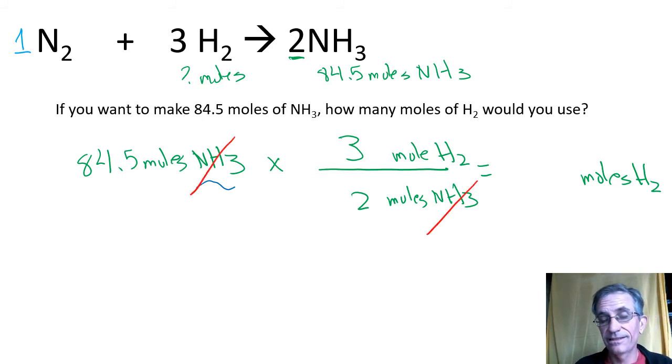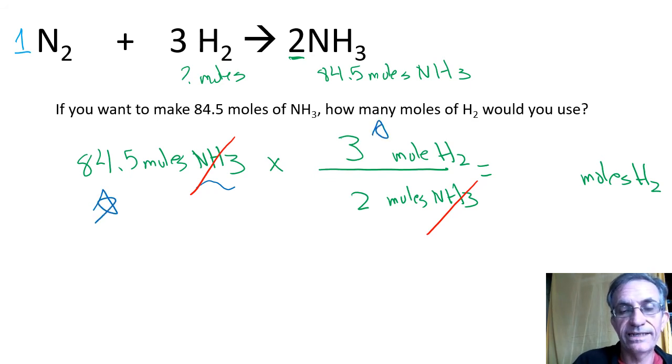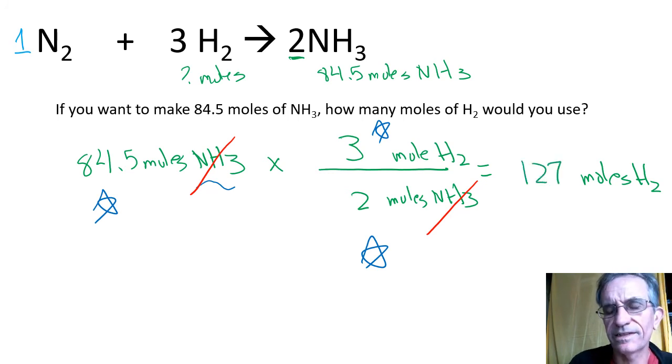It cancels. The thing I'm left with is hydrogen, which is what I wanted. So how would you type this in your calculator? You would do 84.5 times 3 divided by 2. And if you work it out, you might have to round a little bit, but basically it should turn out to be 127. That's what I got, 127.